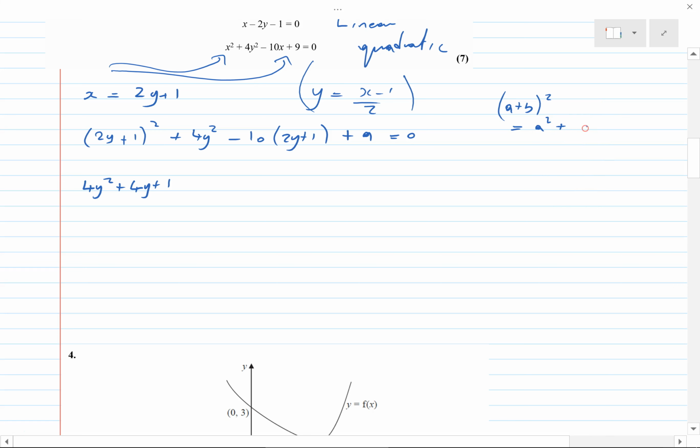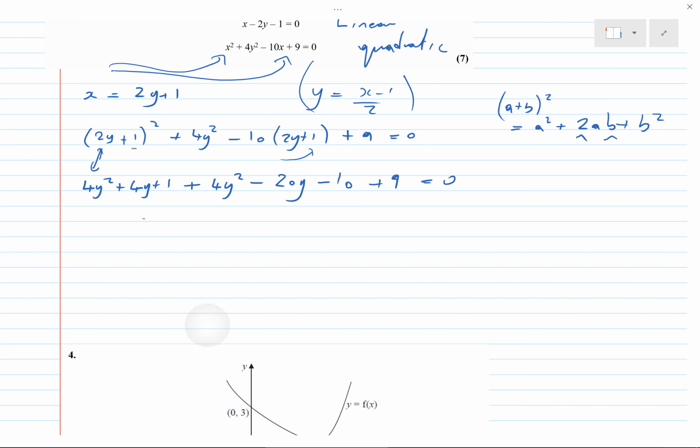If I need to square a bracket, square either term and then double the two terms in between. So that's what I've done here. I've squared the 2y to get 4y squared. Then I've done 2y times 1, which is 2y, but doubled that to get 4y, plus 1. And that's equal to 4y squared minus 20y, don't forget the two negatives here either, minus 10 plus 9 equals 0.